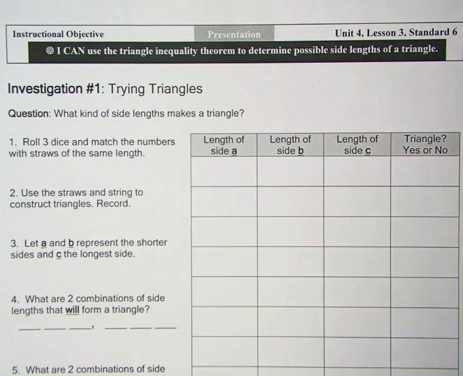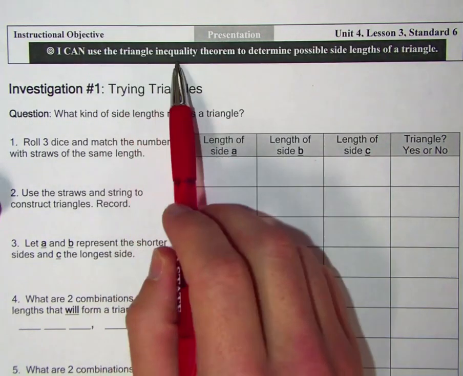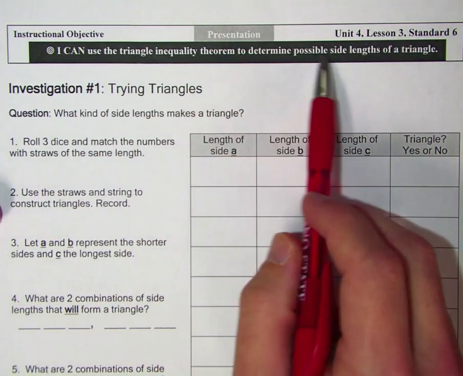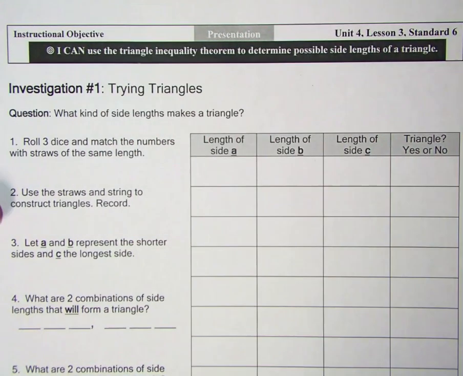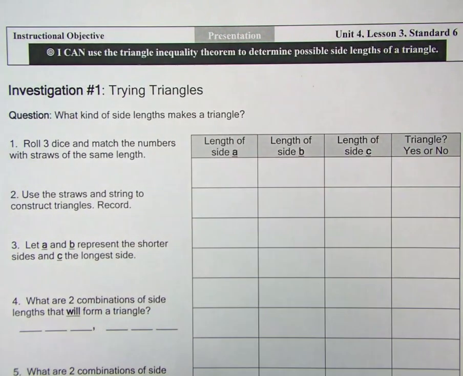Geometry, Unit 4, Lesson 3. I can use the triangle inequality theorem to determine possible side lengths of a triangle. So we're going to pick some different side lengths and see if they can actually make a triangle.